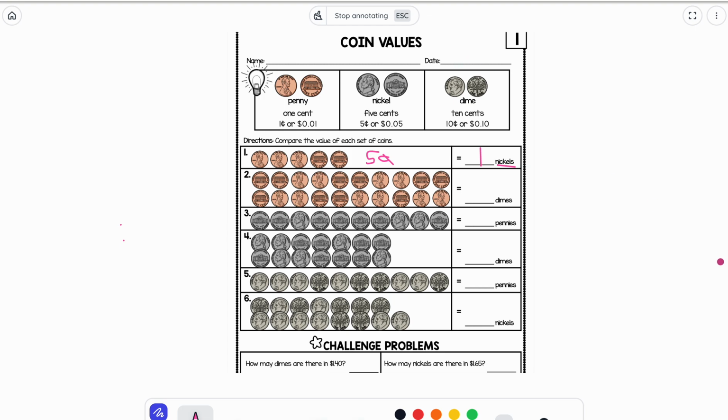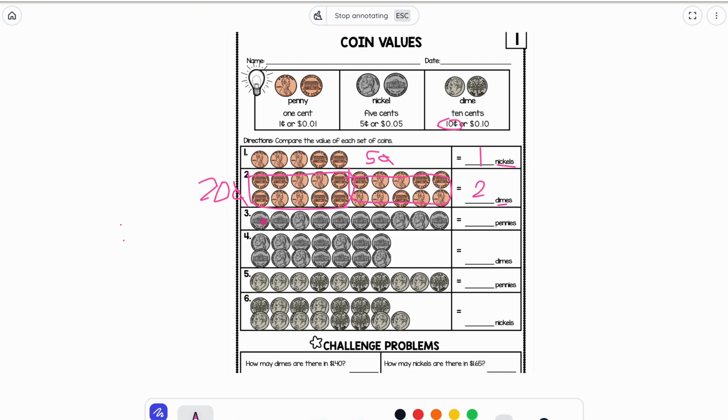All right, now number 2, we're going to count our pennies and then go from there. 1, 2, 3, 4, 5, 6, 7, 8, 9, 10, 11, 12, 13, 14, 15, 16, 17, 18, 19, 20. I've got 20 cents here. They want to know how many dimes I have. Well, I know that 1 dime is equal to 10 cents, so I could take groups of 10. That's 1 dime. That's another dime. So I've got 2 dimes there.